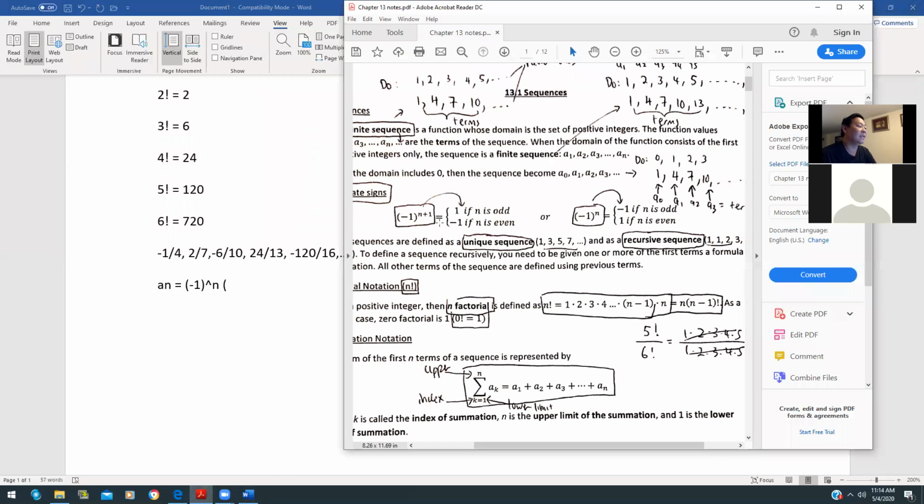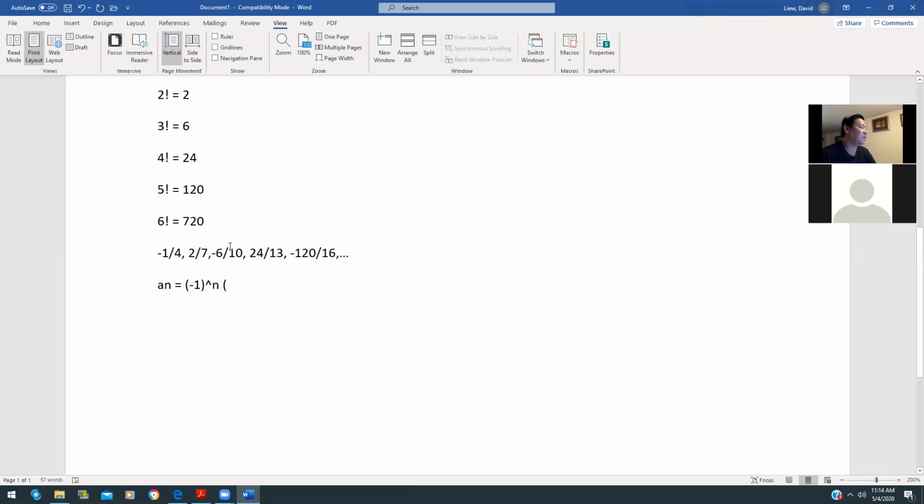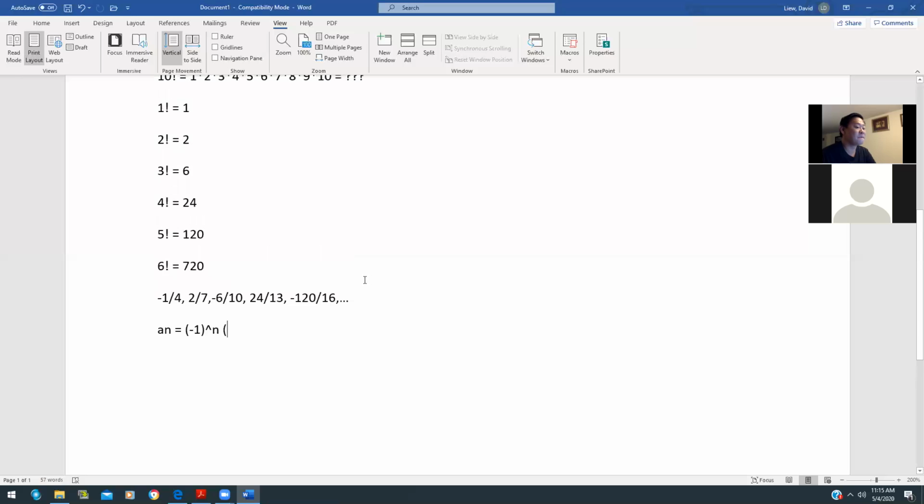This is how useful this formula is to figure out if your sign is changing from minus, plus, minus, plus, minus, plus. What else do we do? Does anyone know what your numerator looks like? 1, 2, 6, 24, 120. Anyone know what that number is for? This is very important.